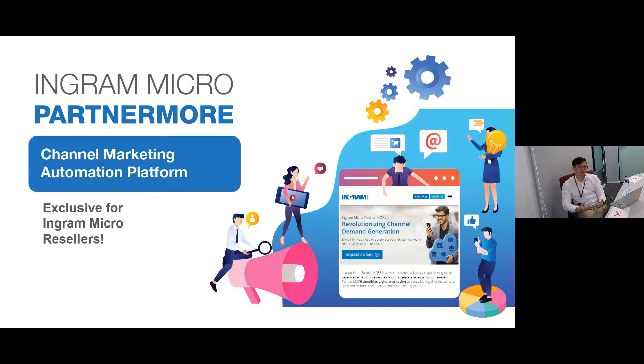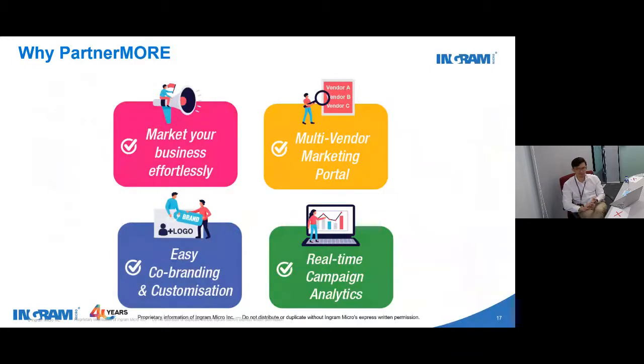You have all the CSI. I'm sure that you know what the CSI that we are talking about in the BCP are. Those are the things that you could leverage and sell. So let's look into why Partner More. Partner More is distinctively put into 4 main pillars. You have the capability to market your business effortlessly. I'm going to let you know how you could market your business effortlessly later on in a subsequent slide.